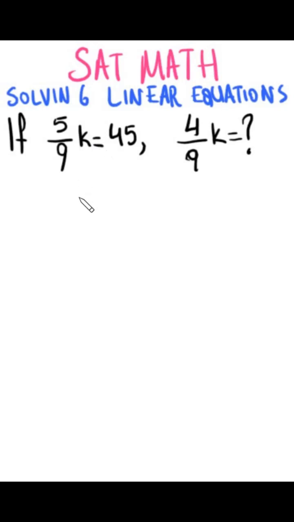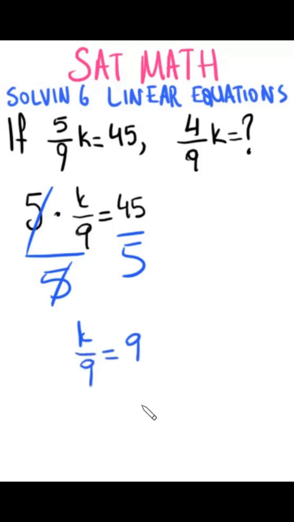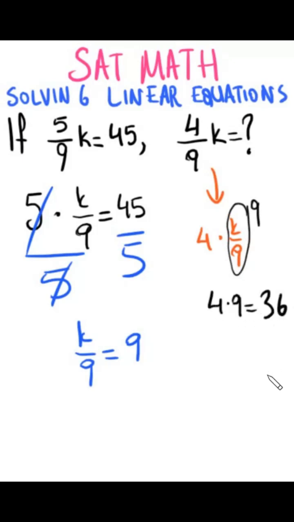If 5 over 9k is equal to 45, then what is 4 over 9k? We can write 5 over 9k as 5 times k over 9, and that's equal to 45. If you divide both sides by 5, we are going to get k over 9 is equal to 9. So the question is 4 over 9k, and we can write this as 4 times k over 9. We know that k over 9 is equal to 9. So that means the answer is going to be 4 times 9, which is 36.